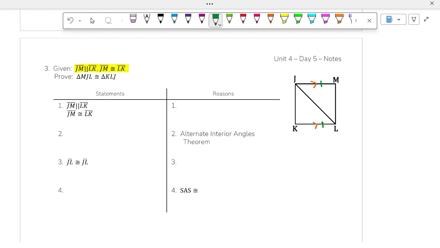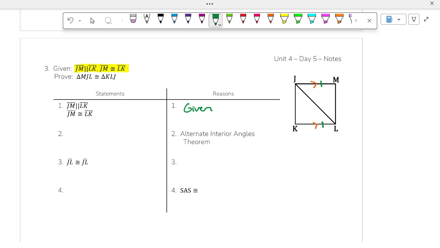Now, they then stated that same statement here. So what's the reason automatically? We just marked this statement up here, and they already stated it again here. So what's automatically the reason? Given. Easiest statement you will ever come up with. All right? Because you should always put the given statement first.